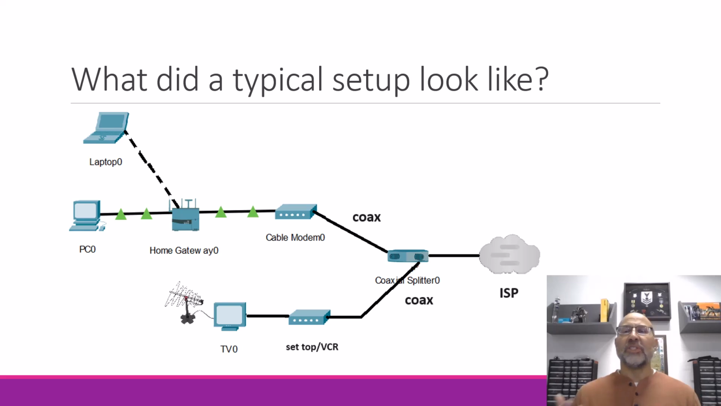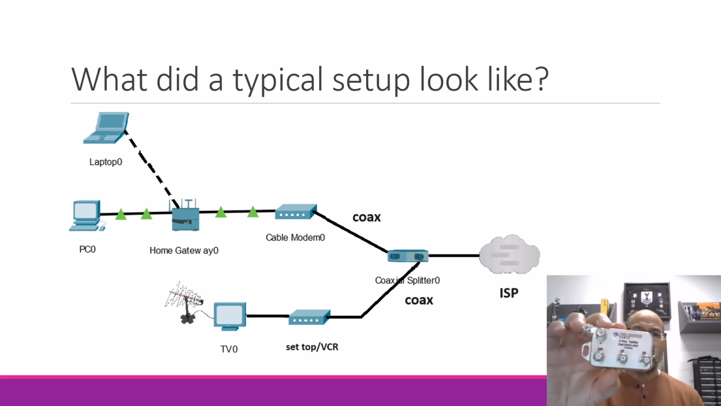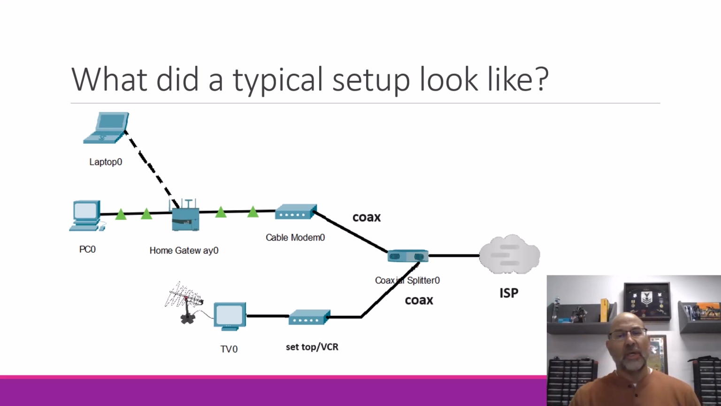So what did a typical setup look like, right? You've got your ISP coming in. And in this case, the ISP is not just the internet service provider. It's the cable television provider, of which the internet or the data is just one of those channels. So it came in to your house and you split it. So here is an example of a splitter, right? It's a very simple device, but you've got one input and then a series of outputs. One of the outputs went to your cable modem, and the other output went to your TV. Why? Because your TV didn't care about cable internet at the time.